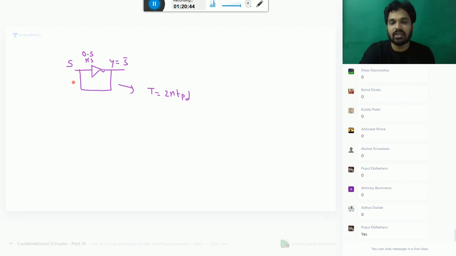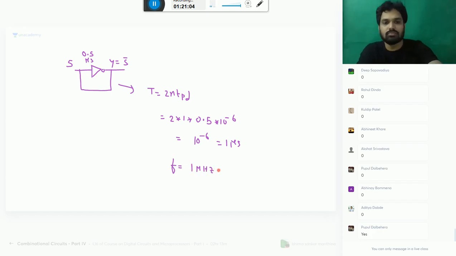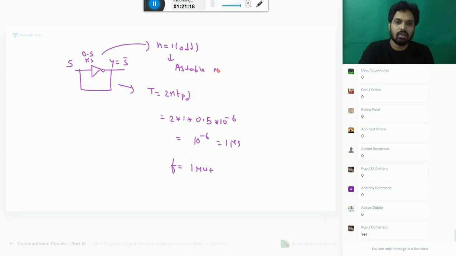I discussed this area earlier in the basics. So 2 into n, where n is only one inverter. TPD is how much? 0.5 into 10 power minus 6, which will give you 1 microsecond. And then frequency is equal to how much? 1 mega. What is this? N equal to 1 inverter connected in the loop. It is called an astable multi-vibrator, which will generate continuous toggle.